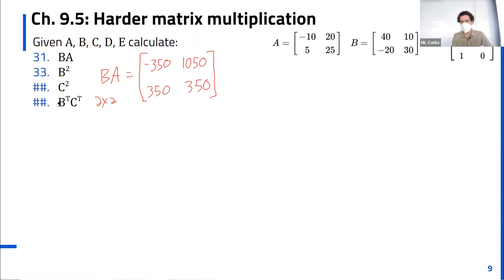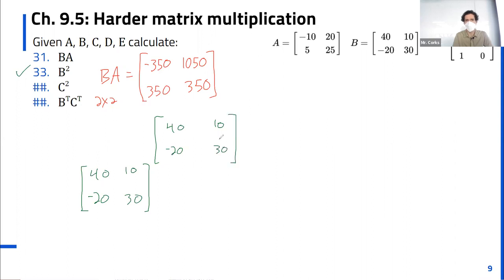I'll do 33, and some of these other ones I'll do in a bit of detail just so we can notice some patterns with them. But this one is just two 2 by 2 matrices, nothing especially complex there. Next one, 33. Is this one possible? Yes, okay. They're both 2 by 2 matrices, so we just have B, which is our 40, 10, -20, and 30, and B again, 40, 10, -20, 30. Maybe move this over a bit. I'll move this up a bit as well.